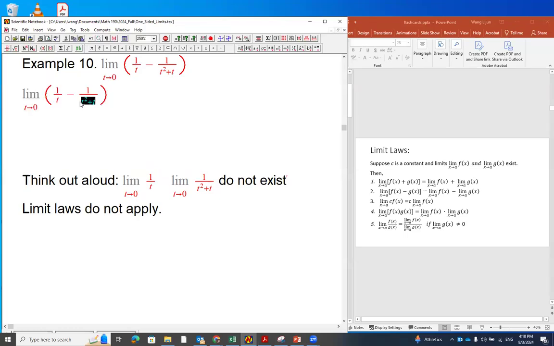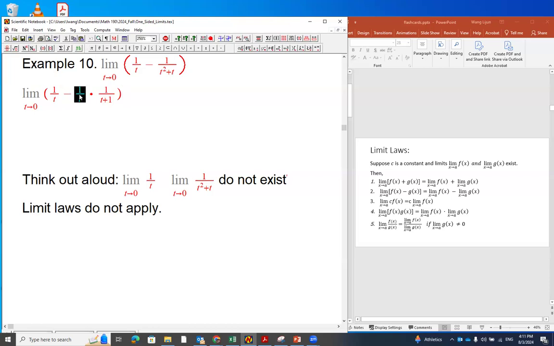Well, I'm thinking I'm going to factor out the t. Factoring out the t, I'm going to get t times t plus 1 in the denominator. And I also noticed that this latter term can be written as 1 over t plus 1. If you multiply these two, you're going to get back there.